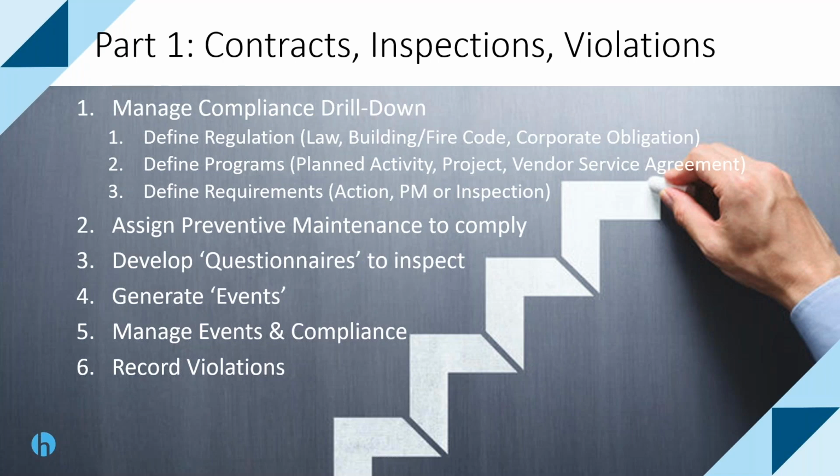And the actionable tasks are what Archibus calls requirements. So there's a lot of language here that's very similar, and it can be somewhat confusing when you look at it. What you need to know is that basically Archibus wants you to generate a series of actionable requirements that the company has to follow. And those actionable requirements are grouped into something called programs, and those are grouped into something called a regulation. So a requirement itself is going to be the action that is taken, the preventive maintenance procedure that's being executed, or an inspection that's going to be executed. So we'll talk a little bit about compliance drill down, and then I'll show you the rest of these steps.